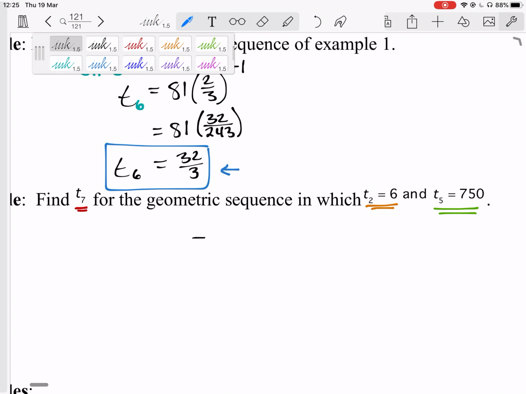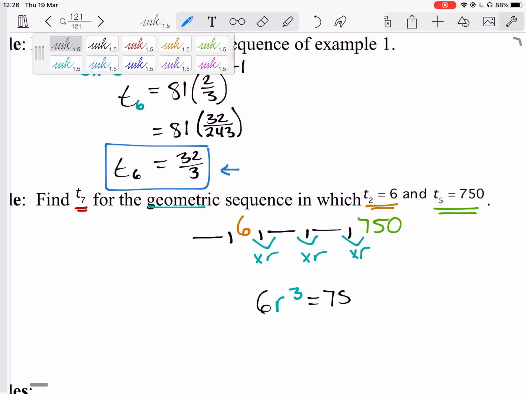So I'm going to draw this out. I'm a visual person, so I like to have that drawing. I've got 6 as my second term, I don't know the first term, the third, or the fourth, but I know my fifth is 750. And they said it was geometric, so I know I'm going times r times r times r, 3 times, so r cubed, in order to get from 6 to 750.